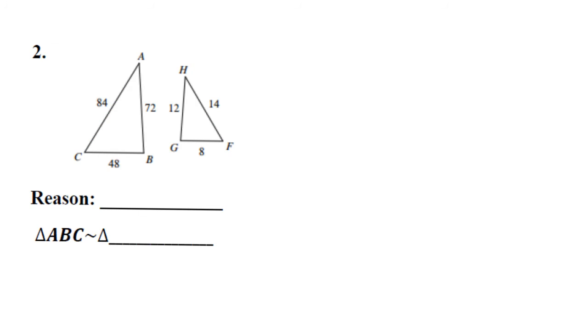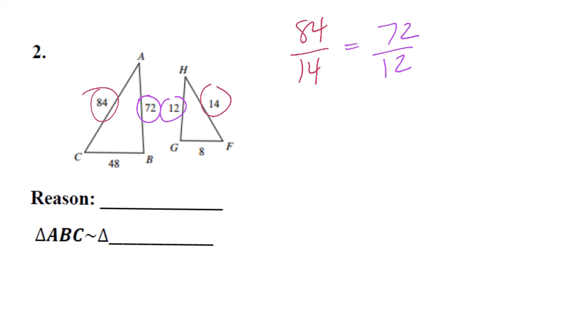Try this one on your own and see how you do. Remember, match biggest side with biggest side, smallest side with smallest side, middle with middle, and then try your proportions out. All right, hopefully you tried this. So if I do biggest with biggest, so 84 over 14, and then middle with middle, and smallest with smallest, making sure that everything on the top came from this triangle over here, and everything on the bottom came from the triangle on the right.